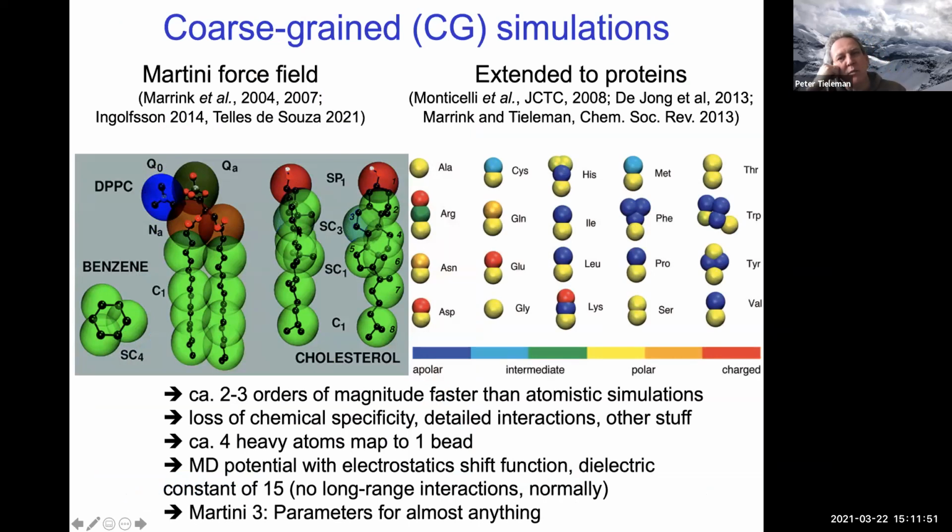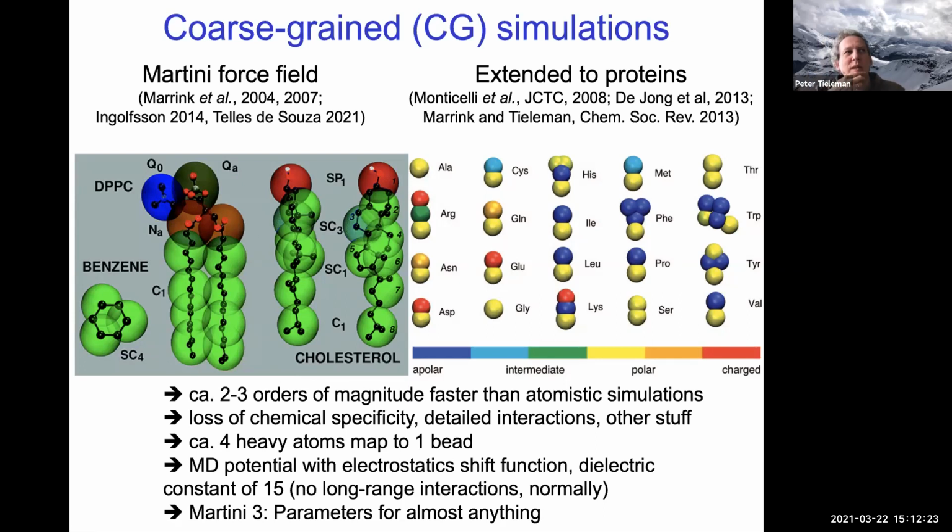So the basic idea is to map individual atoms to beads that are no longer recognizable as atoms, but have a lower resolution, which means it's much cheaper to simulate. And the effect is quite staggering. It's 2 to 3 orders of magnitude faster than atomistic simulations. You lose chemical specificity, you lose detailed interactions, there are other things you miss, but the calculations are much cheaper, and for many cases, you continue to have enough detail for a lot of interesting processes.